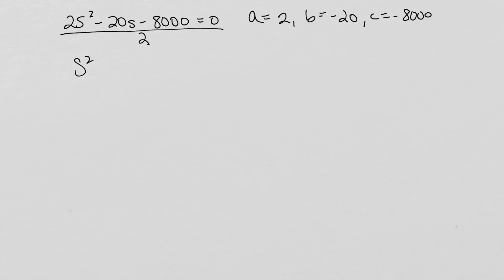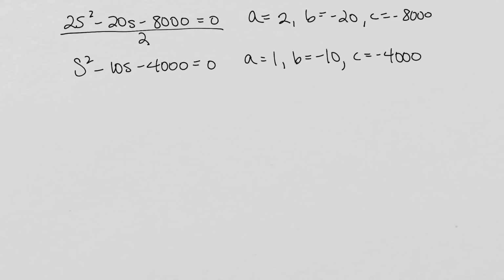So for this problem, A is equal to 2, B is equal to negative 20, and C is equal to negative 8,000. And I actually think I could make all of this smaller if I would divide everything by 2. Let's do that. That's going to give me S squared minus 10S minus 4,000 equals 0, which means now my A value is 1, my B value is negative 10, and my C value is negative 4,000. That's slightly smaller numbers. As long as I divide everything left and right by the same constant, I'm fine.